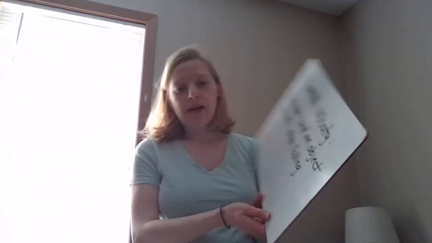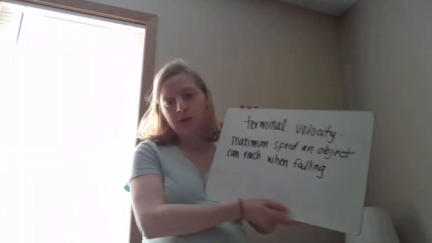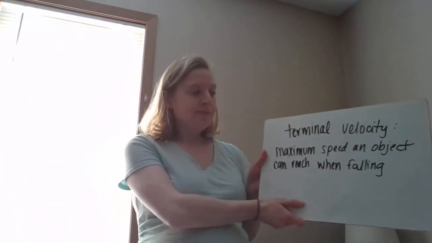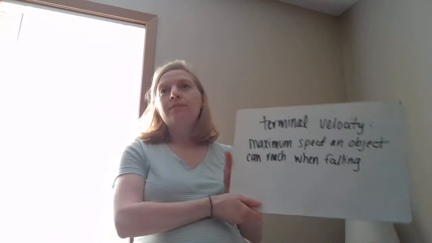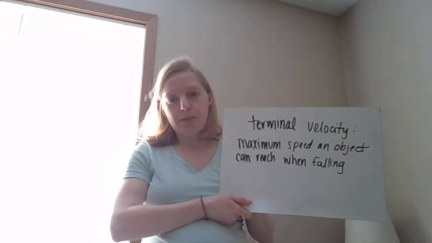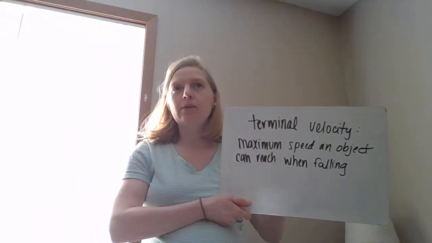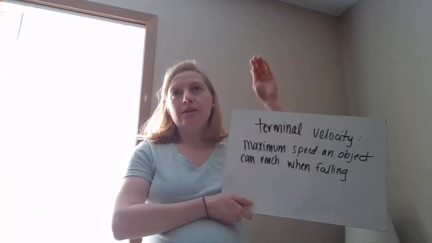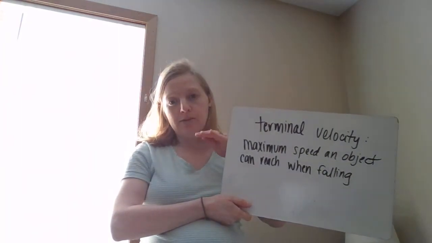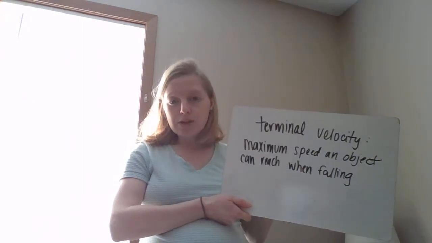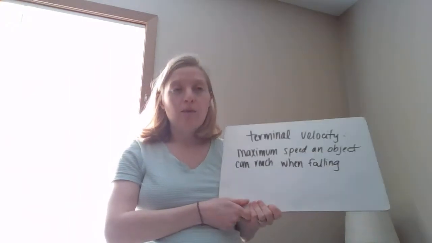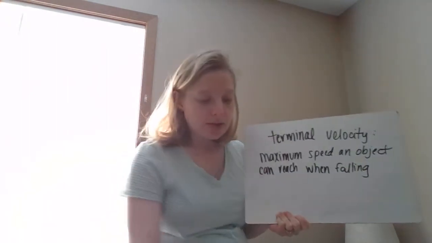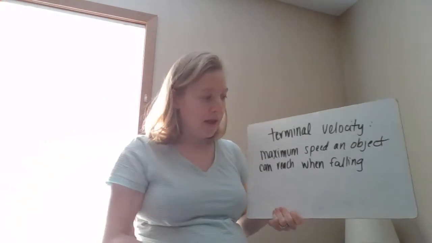The last one, and in my opinion, the most confusing one, is terminal velocity. So terminal velocity, what happens here is if you picture a parachutist who's jumping out of an airplane. The parachutist jumps and starts traveling down towards Earth. Eventually, the parachutist will reach a maximum speed while they're falling. They won't be able to go farther or faster than that speed.